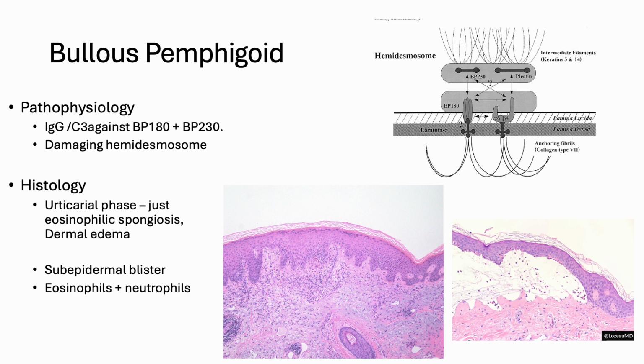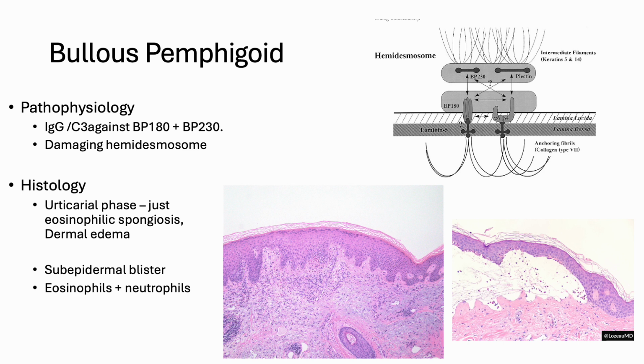Let's talk about the pathophysiology of the BP. The reason we get BP is the body is generating autoantibodies, including the IgG as well as the circulating C3, targeting two important components of the hemidesmosome. One is the BP180, the other one is the BP230. The BP180 is the major antigen, and the BP230 is not that important. It can also be targeted, but to a lesser extent.